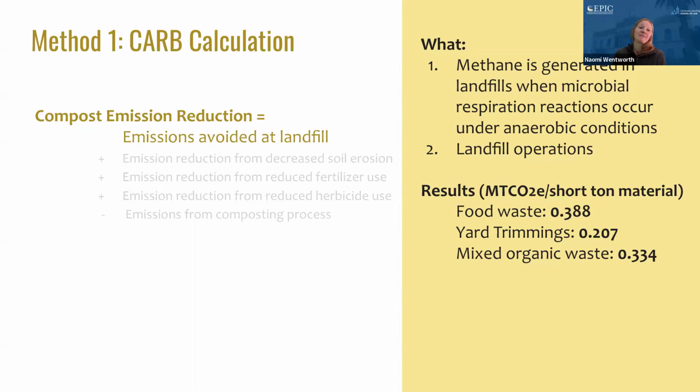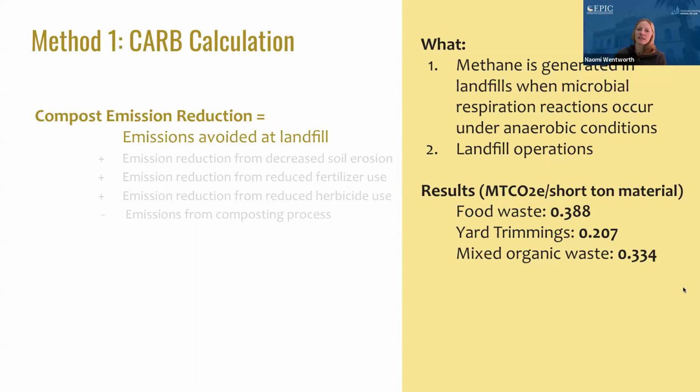What CARB has said, again, for specific landfills in California, specific distances from different regions, and specific compost sites, they say that the metric tons of short ton material separated between food waste, yard trimmings, and mixed organic waste are these specific factors: 0.38, 0.20, 0.33. These are termed emission factors.